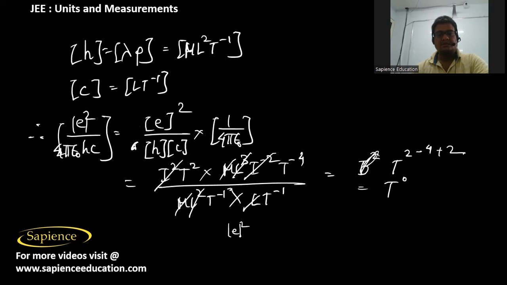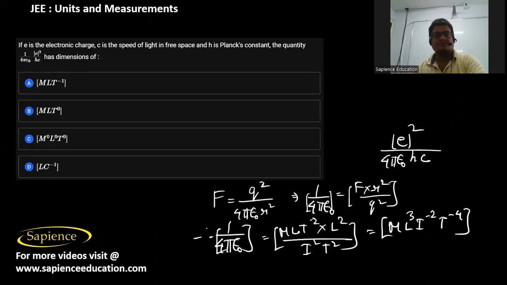So mod E square by 4 pi epsilon naught hc, its dimensional formula is m power 0, L power 0, t power 0. So it is dimensionless. So option C is the correct answer.